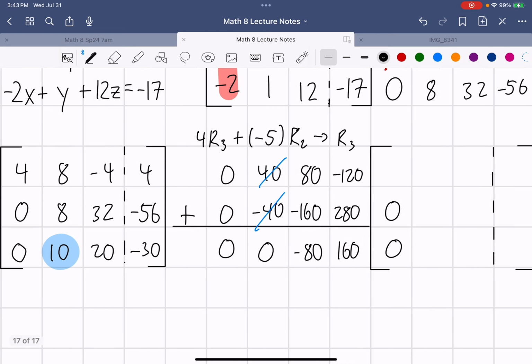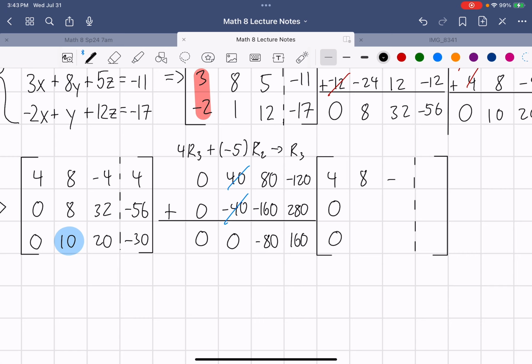So the first row, I never got a new row 1. That always stays the same. And then I have my row 2. I didn't manipulate it this time. I used it to manipulate the third row a second time. And now it is 0, negative 80, and positive 160.